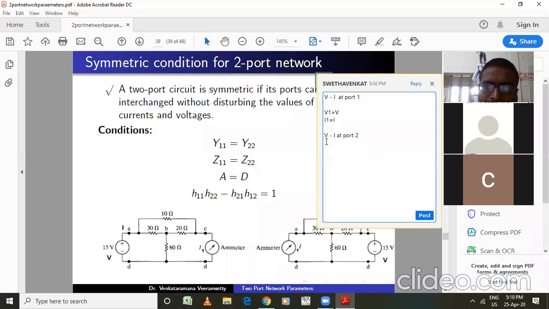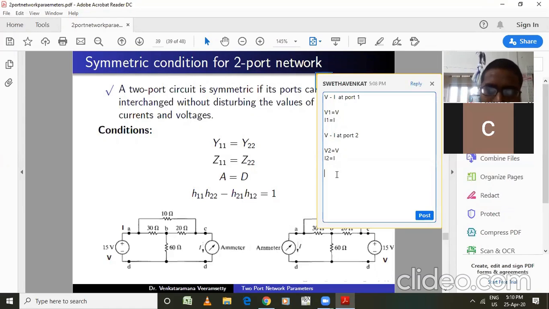So at port 2, we can write V2 equal to V and I2 equal to I. Now I want to calculate the ratio between this voltage and current. I want to calculate the ratio between current and voltage.